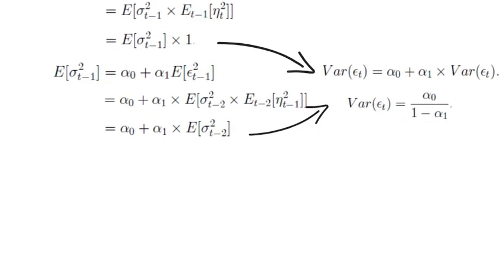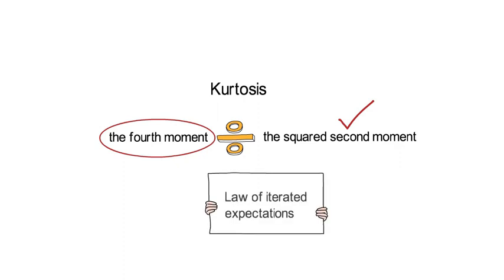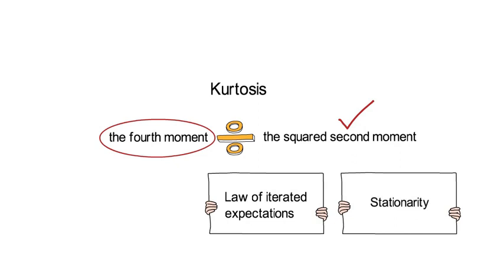So let's move on to the kurtosis. Kurtosis is defined as the fourth moment divided by the squared second moment. We've just determined the second moment, so now we go for the fourth moment. Again, we will rely on the law of iterated expectations and the concept of stationarity. So we first compute the conditional fourth moment expressed in the next equation.